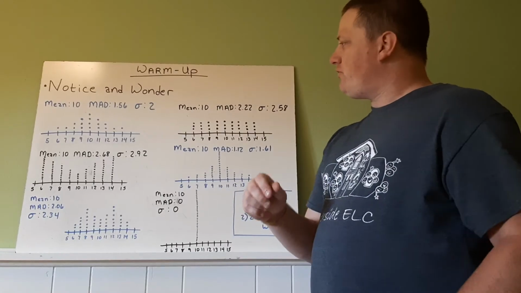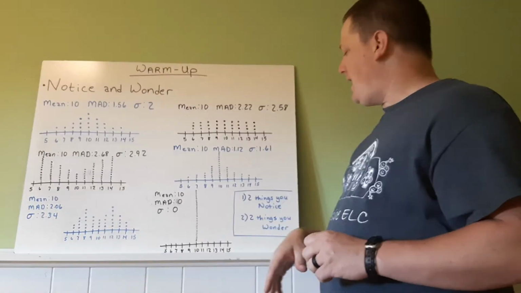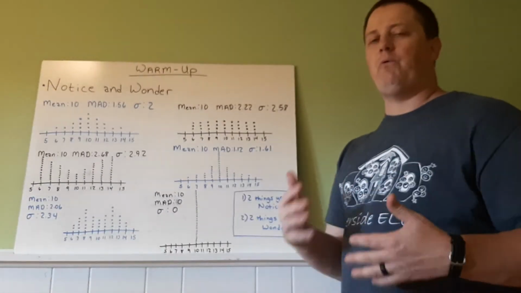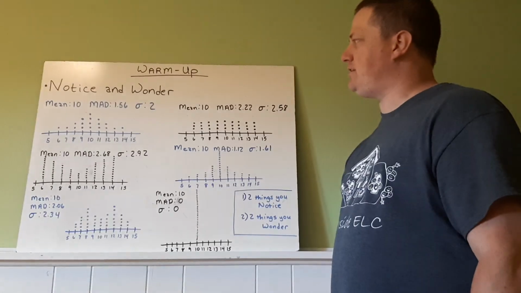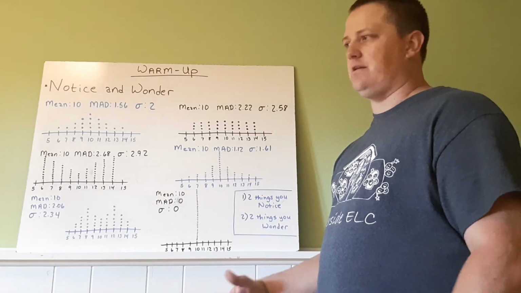So we want to look at these graphs, look at the mean, MAD, and standard deviation, and come up with 2 things we notice about this situation and 2 things that we wonder that we need more information to fully figure out. Please bring that with you tomorrow, and then we'll have a discussion and dig deeper.